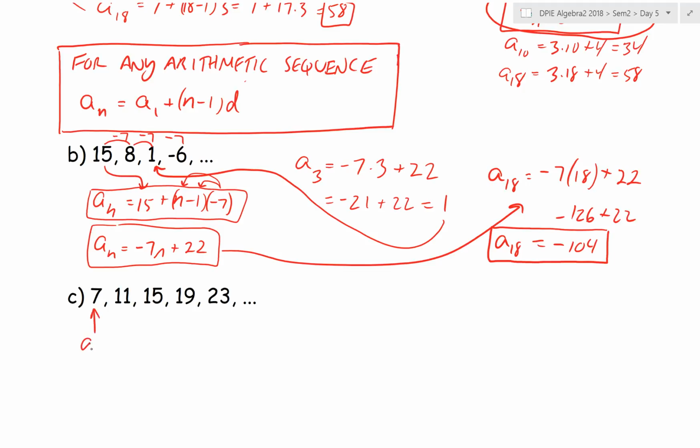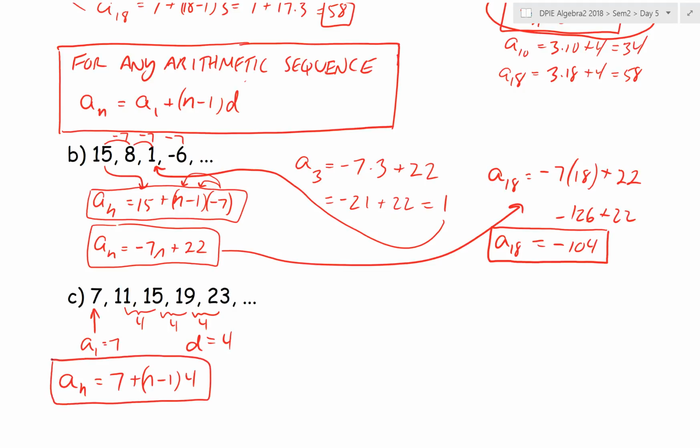In this sequence, our first term is 7. Our common difference is 4. And so d equals 4. So now we're ready to write our nth term formula. A sub n would be the first term, 7, plus n minus 1 times our common difference. So that is a valid nth term rule, or we can simplify that, and that would be 4n plus 3. So either one, they both do the same thing.